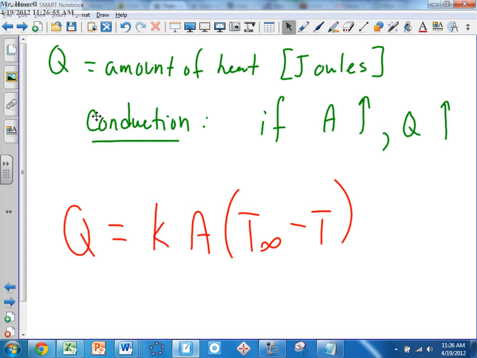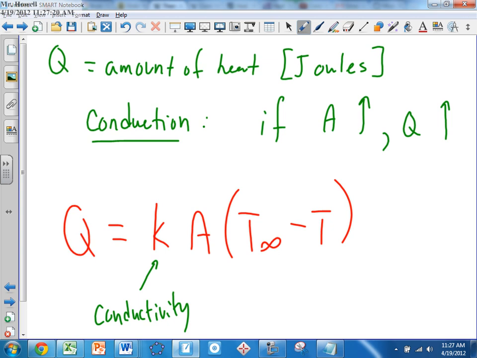So, the amount of heat transferred is a function of three things. First, K. K is called the conductivity factor. Is it constant? No, it changes depending on the material. Right? Very good. It's a constant for a material, but based on the material, it's a function of that material. So, for example, the other day I was discussing with you guys, metal.